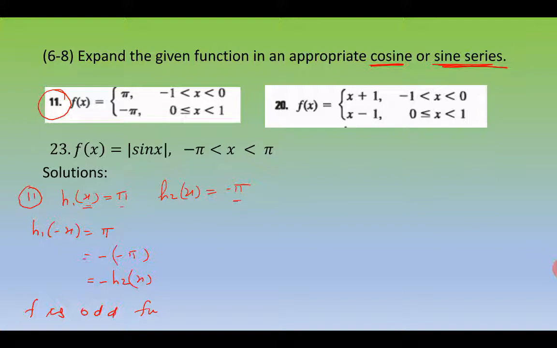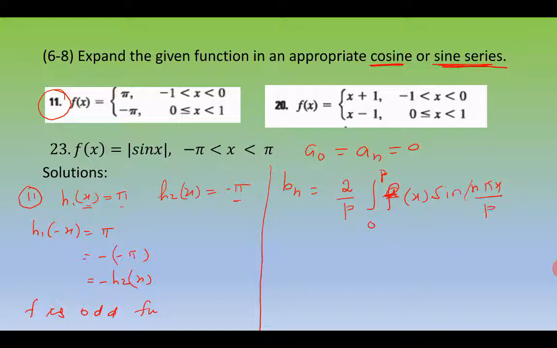Therefore, what do you get? a0 and an are zeros. We will find only bn by using the formula 2 over p times the integral from 0 to p, not from minus p to p, isn't it? We have to find bn, so this is f of x sine n pi x over p dx, and the given interval is minus p to positive p, isn't it? So the p value is 1. Substitute the p value here.